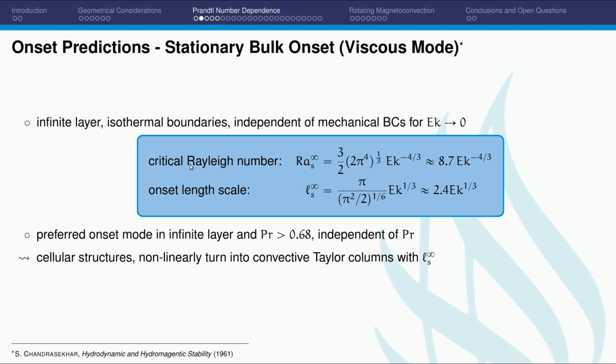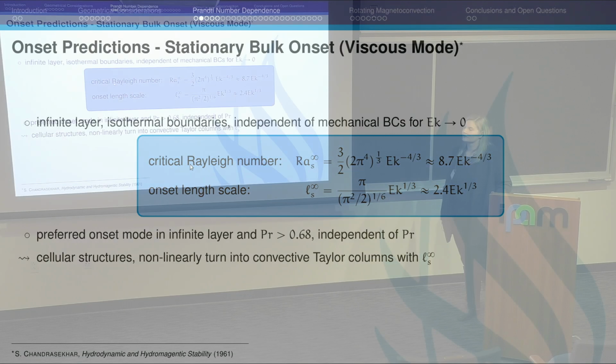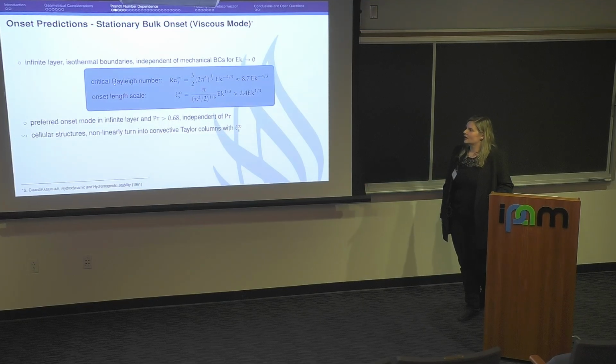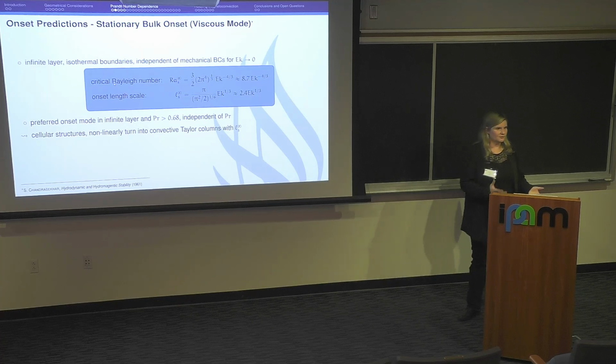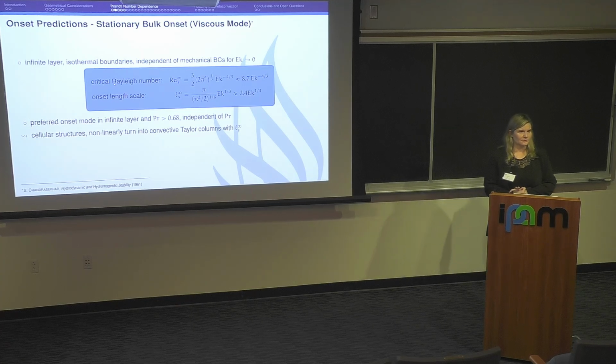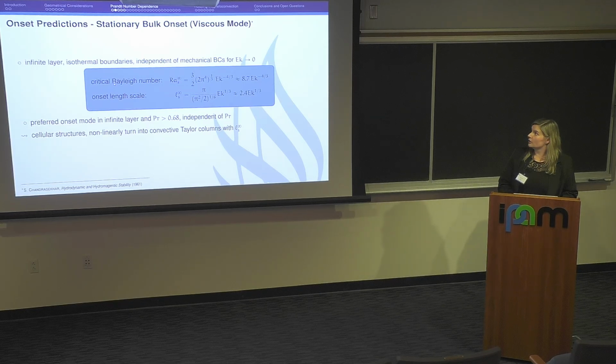And the most important thing is this is independent of the Prandtl number. So at onset, we get cellular structures. And then if we would go to a more nonlinear regime, then we will end up with Taylor columns. But the interesting thing is they keep on scaling essentially with the onset scale. So this is also strongly dependent on the viscosity. So the onset is essentially the viscous mode.